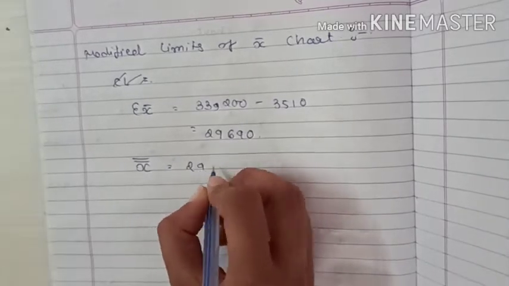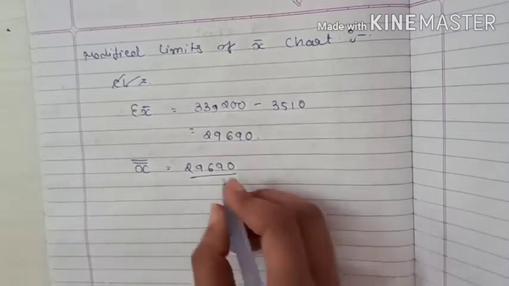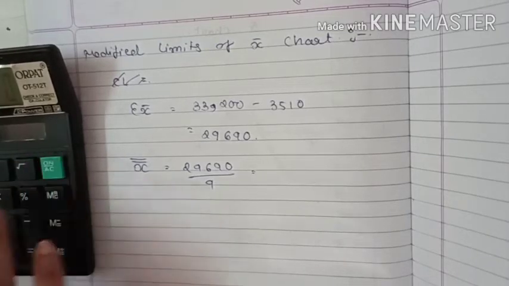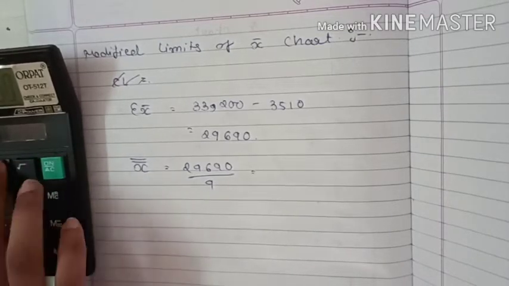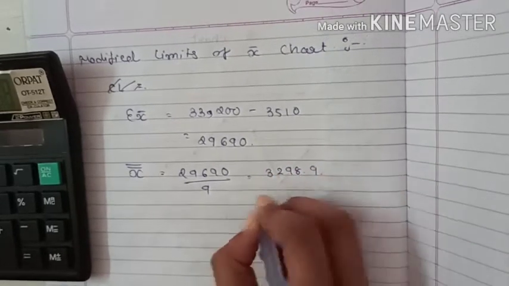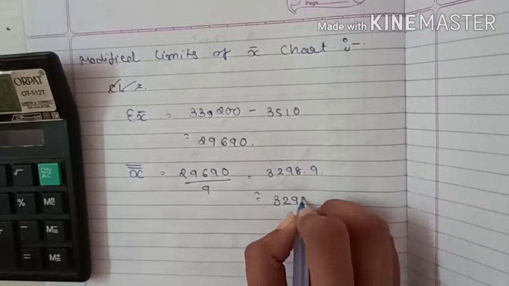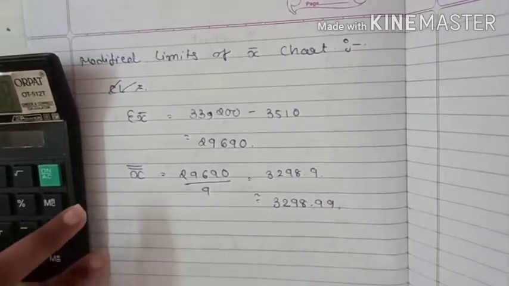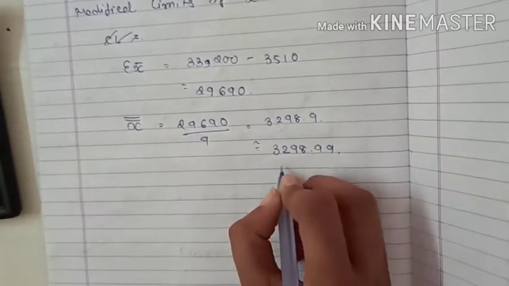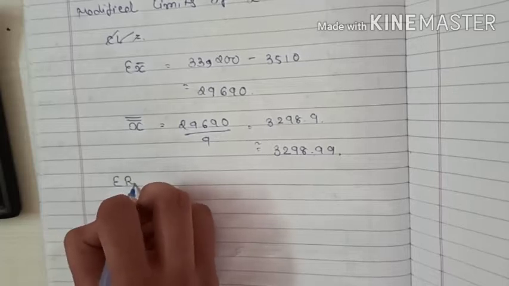So 29,690. Now one sample got cancelled, so we have only 9 samples. So divide by 9. X double bar will come 29,690 divided by 9. It will come 3298.9. It's around 3298.99. So around 3300.